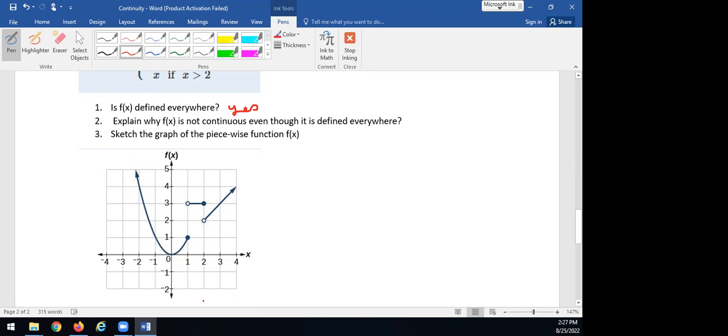So if they happened to be both empty holes, it would be undefined, right? Very good, right. So it would not be defined at 1 if both of them were just open circles. Gotcha, right.